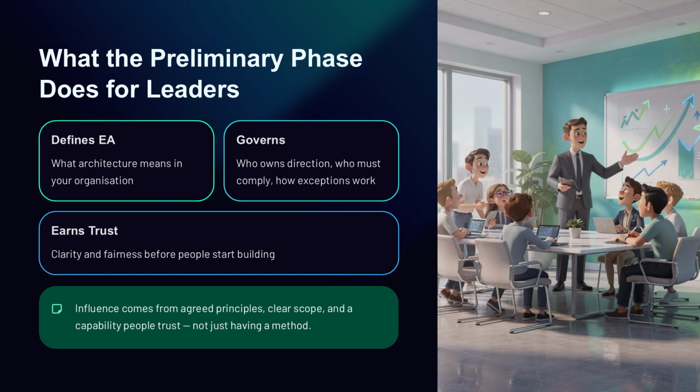The preliminary phase also helps you avoid a common leadership trap, assuming that having a method automatically creates influence. Influence comes from agreed principles, clear scope, and an operating capability that people trust. The preliminary phase is where you earn that trust by establishing clarity and fairness before people start building.